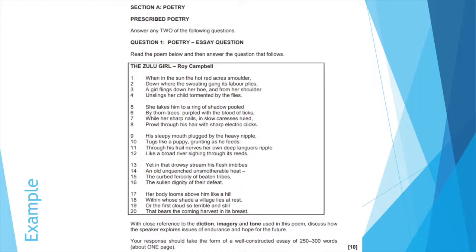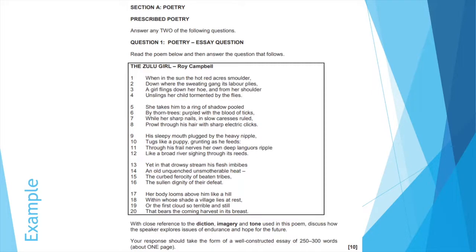Number two, notice that at the bottom of the poem is the question that you need to analyze in your poem essay. Number three, there's a few things to take note of here. Firstly, in your discussion, you must have a paragraph on diction, another paragraph on imagery, and a third paragraph discussing the tone. Secondly, you must discuss the theme of endurance and hope for the future. You use these three elements to prove the endurance, and the hope of the poem.